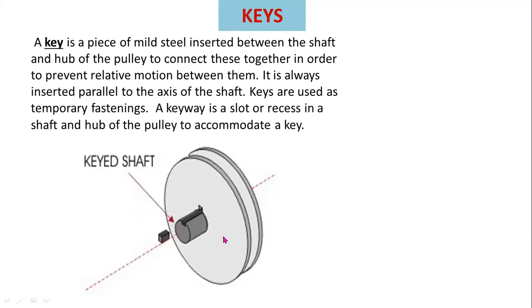It is always inserted parallel to the axis of the shaft. Keys are used as temporary fasteners. A keyway is a slot or a recess in a shaft and hub of the pulley to accommodate a key.